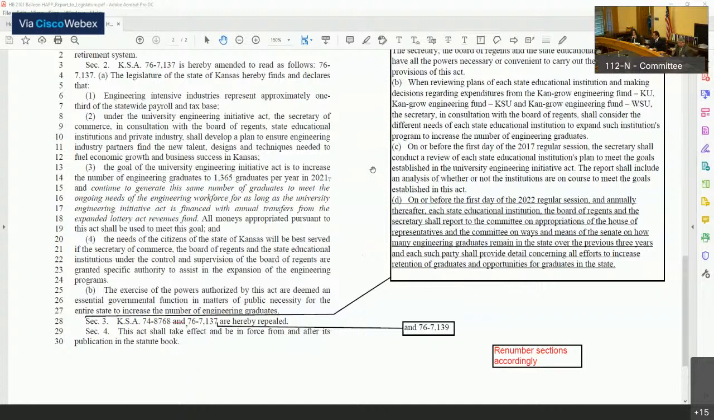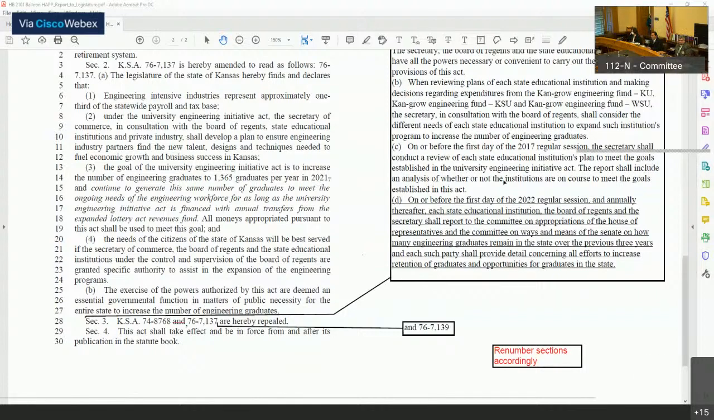Yes, thank you, Mr. Chairman. It would have the Board of Regents and the three universities that are getting the appropriations report to the Appropriations Committee and the Ways and Means Committee every year on the number of graduates that are still in the state after 3 years, working in the state, and also what they're doing to increase retention of graduates and opportunities for graduates in the state. Okay, thank you. So that's just a reporting, not a requirement of any kind? Yes, no requirement, just a reporting. That sounds reasonable. Thank you very much.